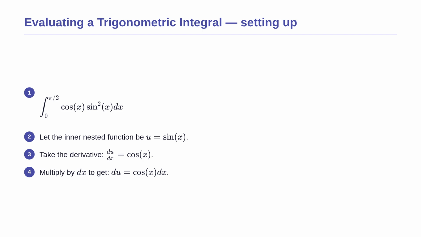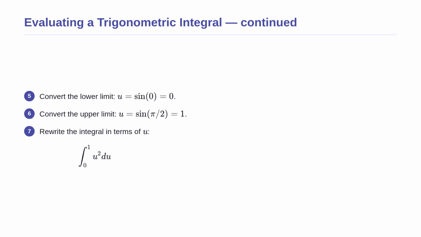Conveniently, the derivative of sin x is cosine x, which is sitting right next to it in the integral. So we choose u to equal sin x. Taking the derivative gives us du equals cosine x dx. This perfectly matches the remaining part of our original integral, setting us up to eliminate all the complex trigonometric terms.